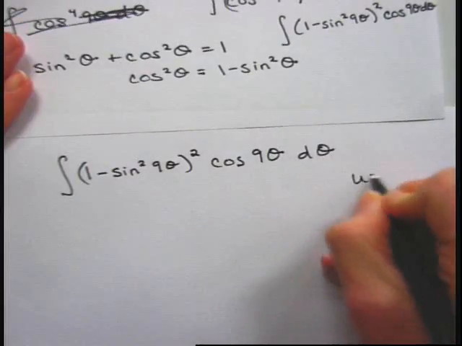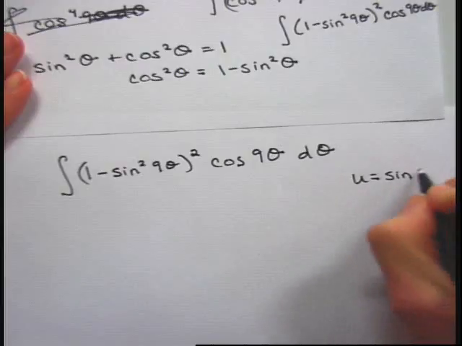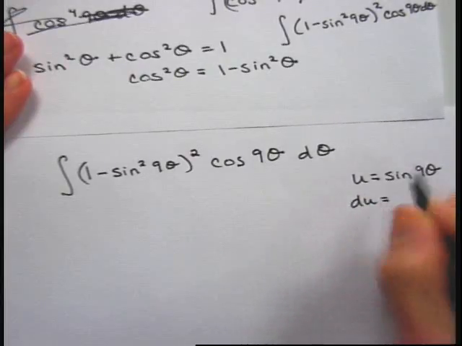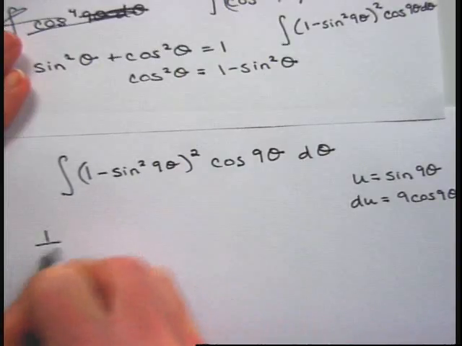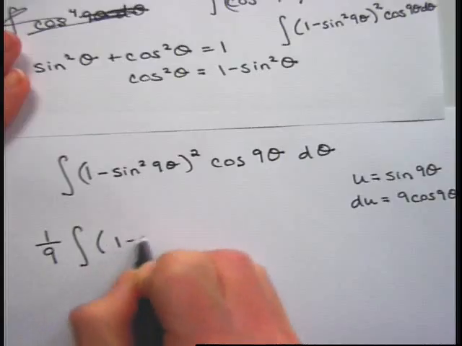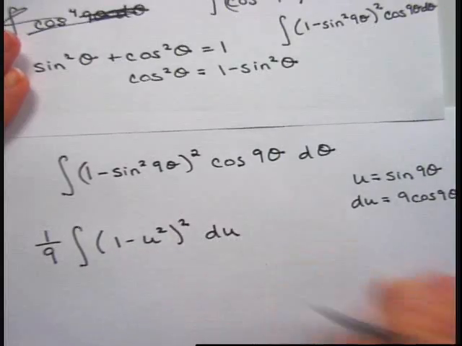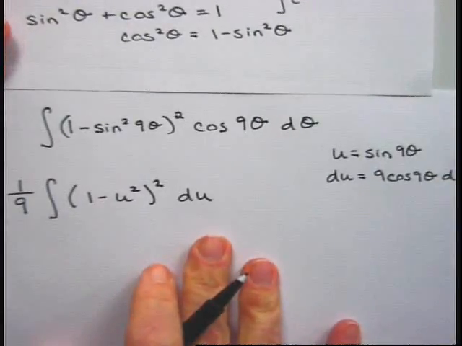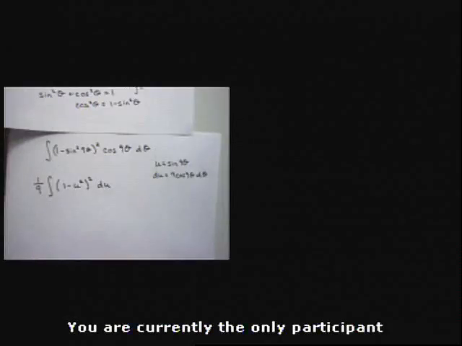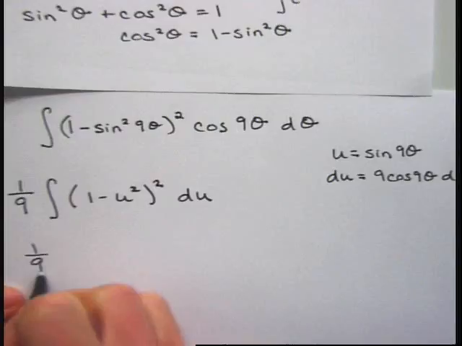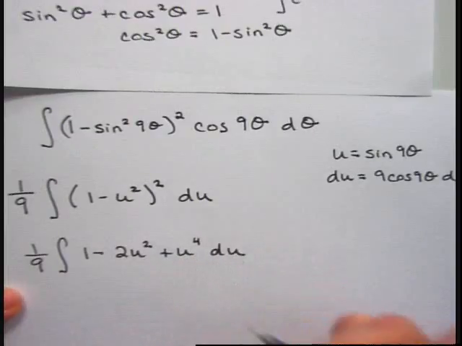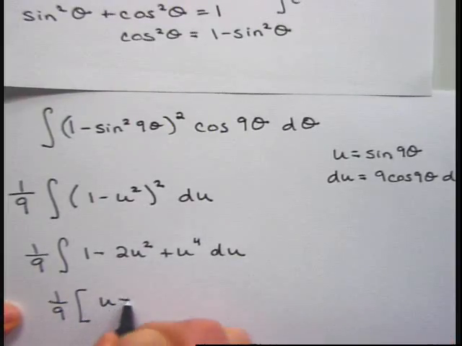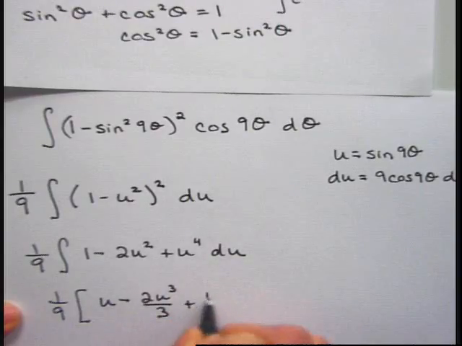All right, so if we let u equal the sine of 9 theta, then du is going to equal 9 cosine 9 theta d theta. So if we have a 1/9 here, and then we'll have the integral, and this will be 1 minus u squared squared, and then du. You with me? And then you'll have 1/9, and you can FOIL this out. This is 1 minus 2u squared plus u to the 4th du. And then this is 1/9, and then this is u minus 2u cubed over 3 plus u to the 5th over 5.